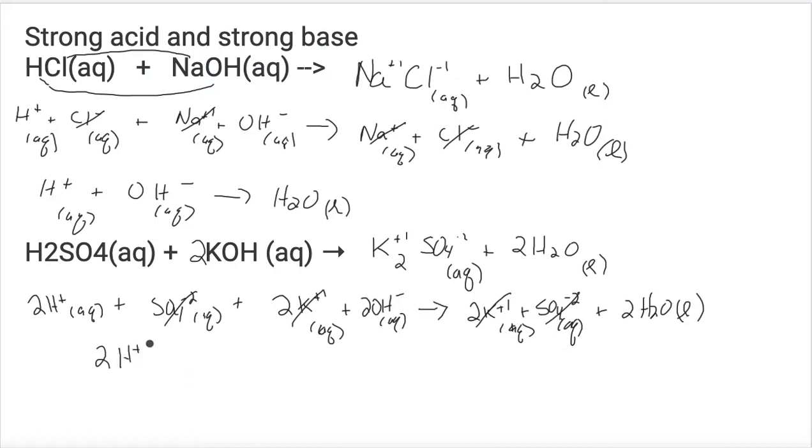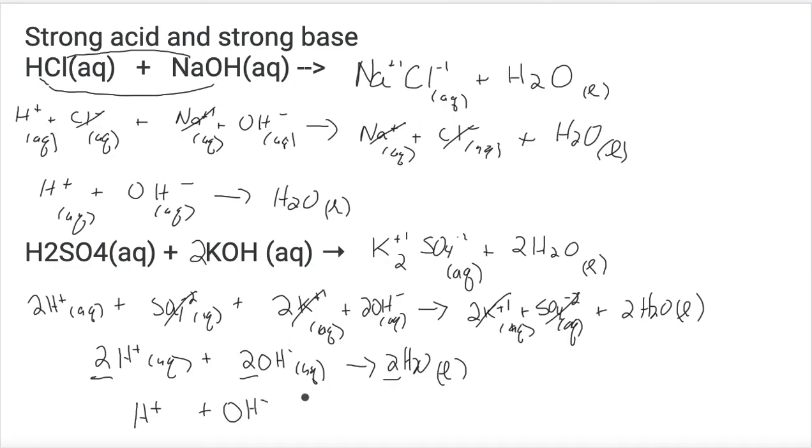2H plus AQ plus 2OH negative AQ makes 2H2O liquid. Now we're almost there, except we have 2, 2, 2. So 2, 2, 2 can be reduced down to 1, 1, 1. Then you can put the states down here. AQ, AQ. That's a strong acid, strong base.